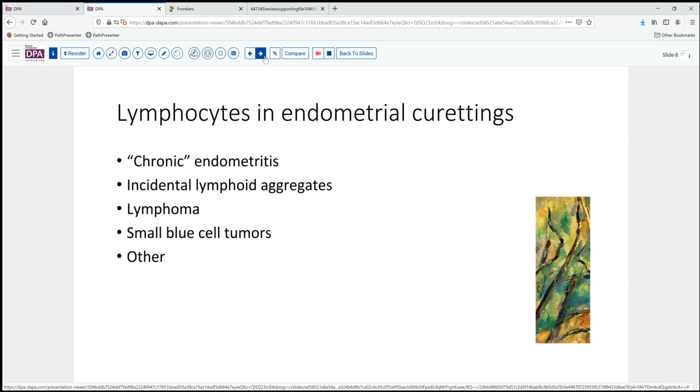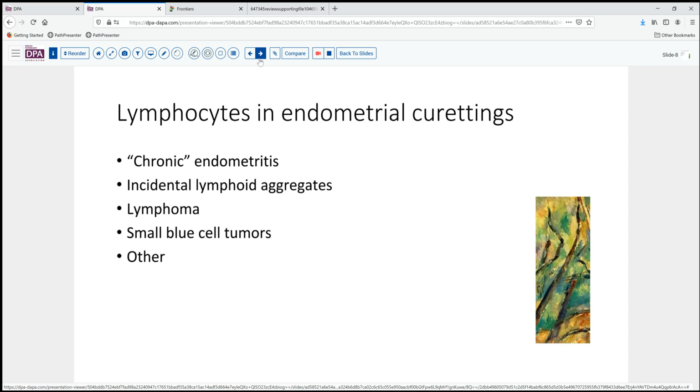Certainly incidental lymphoid aggregates can occasionally be seen, although again, they are quite unusual in the endometrium. Lymphoma enters into the differential diagnosis, although usually it's large cell lymphoma, more obviously malignant. And then of course you have various small blue cell tumors that may masquerade as lymphocytes, everything of course from neuroblastoma to Ewing sarcoma and so forth. And then, of course, it could be something else altogether.